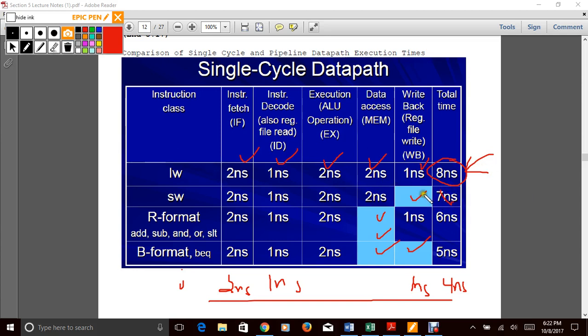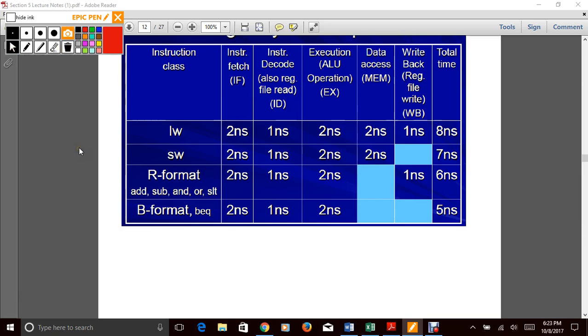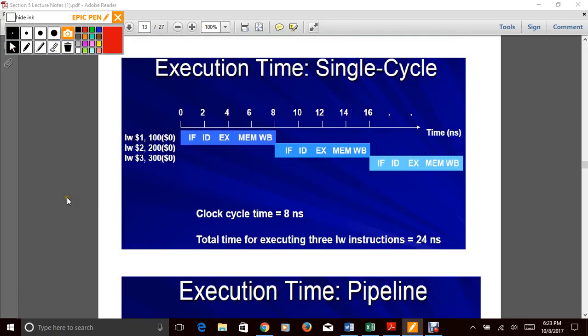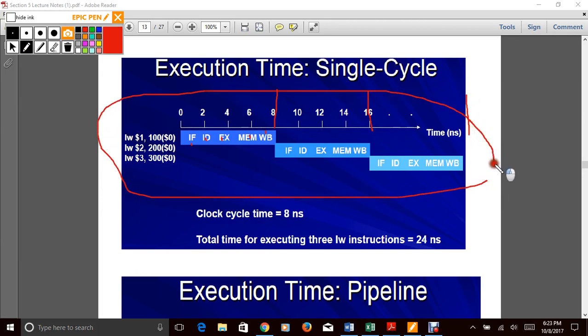Instead of returning 7 nanoseconds, we add in some time in the single cycle data path to perform all of this. As a result, if we do 3 load word instructions, with instruction fetch, decode, execution, memory, and write back, and all of them take 8 nanoseconds, the total instruction time is going to be 24 nanoseconds. So that is our execution time old.